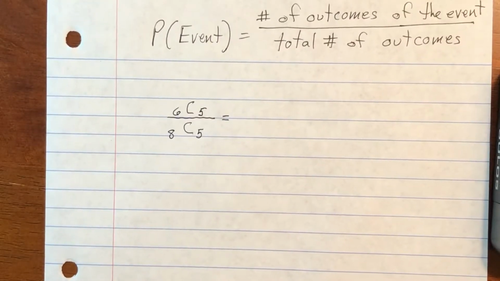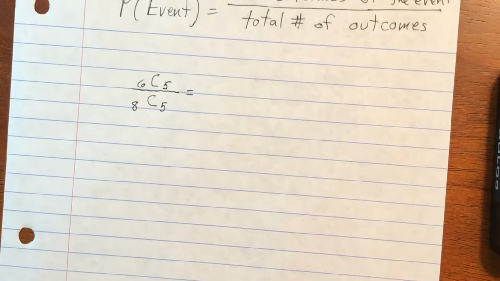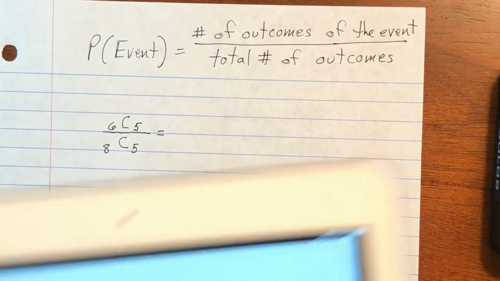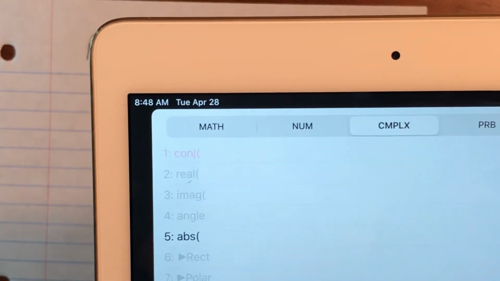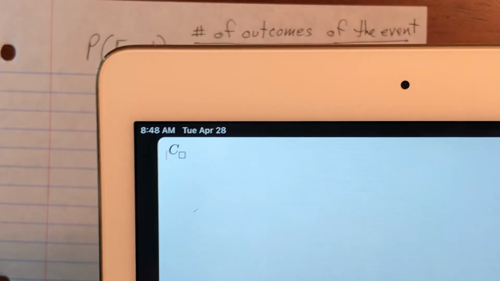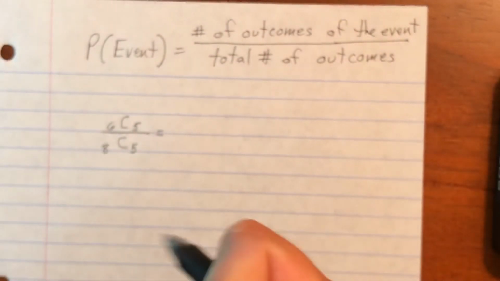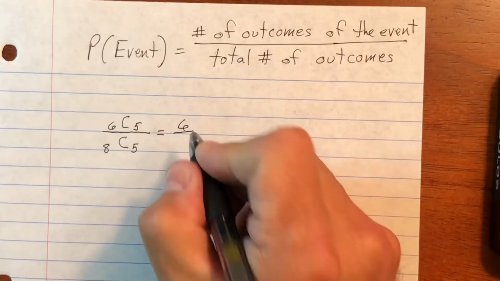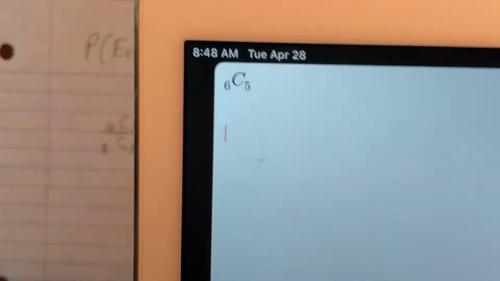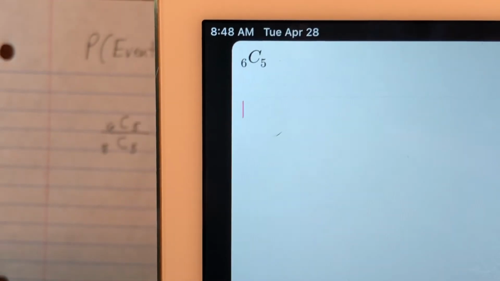Okay? And so we're going to figure out this combination and this combination, and use a calculator to help us do that. And if you don't know how to do that, look back at yesterday's video, because we're going to go a little quicker today on this. So I'm going to hit the math button, go over to probability, and I'm going to do 6 choose 5. And that gives me 6 for the numerator. And then for the denominator, it's going to be 8 choose 5.